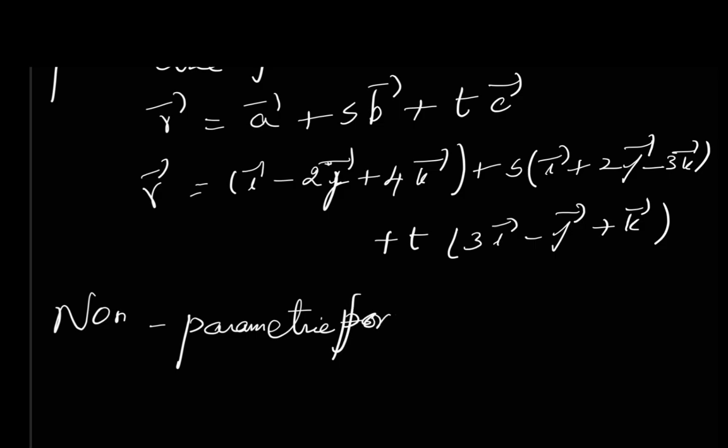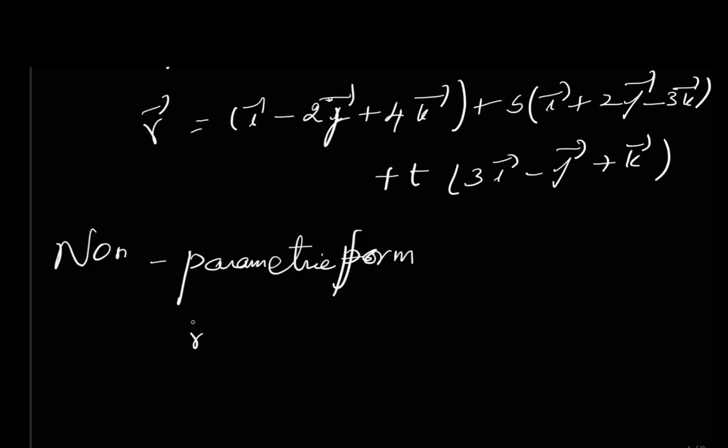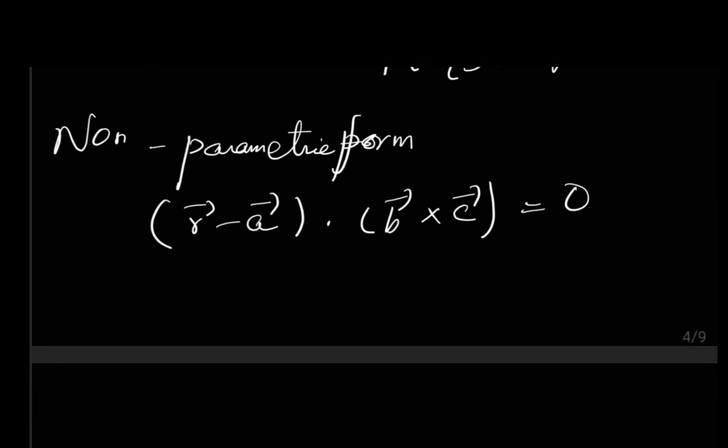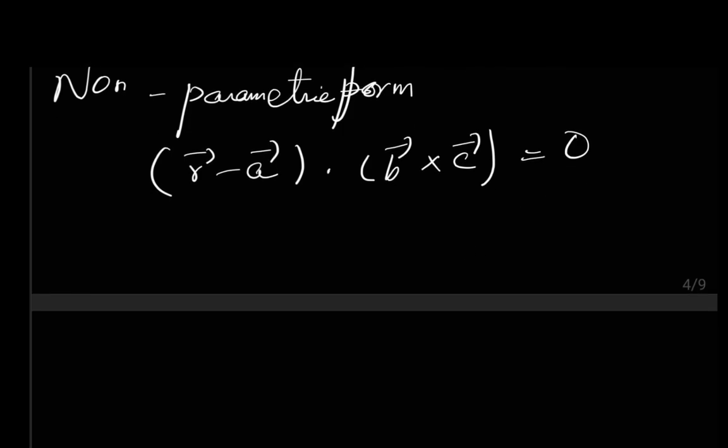Non-parametric form is vector R minus A dot vector B cross C is equal to 0. So, in this case, you have to find B cross C and then take a dot on this. In order to do this simplification for non-parametric form, first let me find the Cartesian form. Cartesian equation.